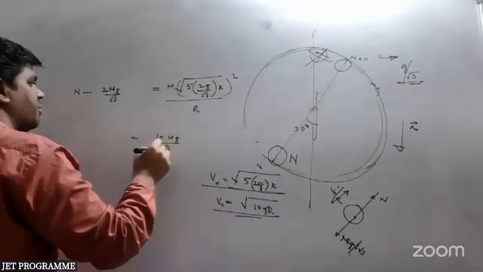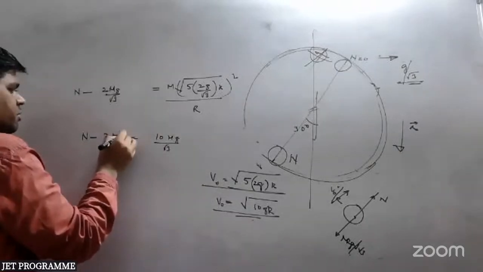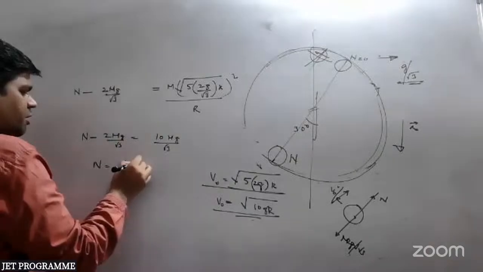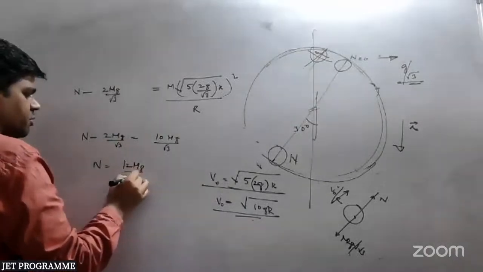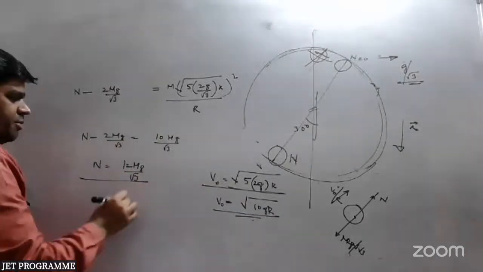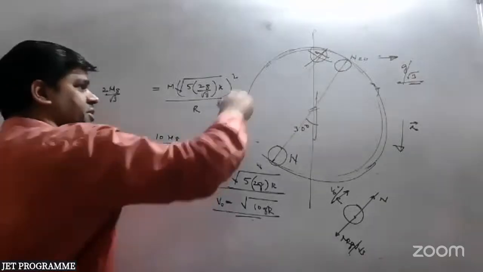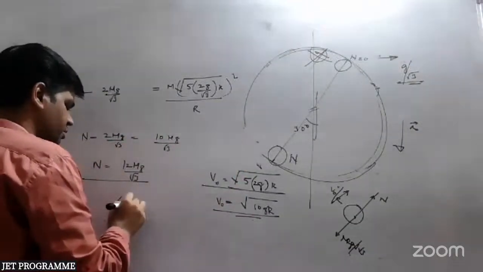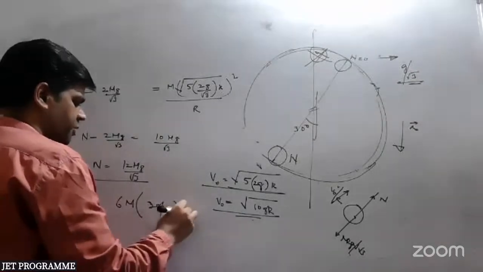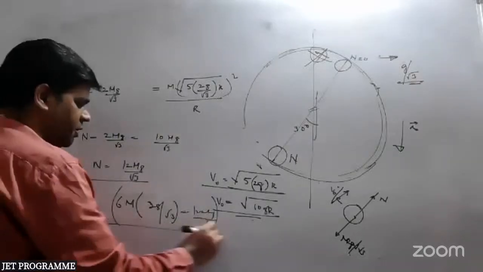So 6 mg by root 3 n minus 2 mg by root 3. So n is equal to 12 mg by root 3. See, if you remember, I got the normal reaction, but I could have got it using a shortcut. What is the shortcut? The difference between these two normal reactions is 6 mg, where g is g effective, 2g by root 3, which is 12 mg by root 3. Simply I could have written.